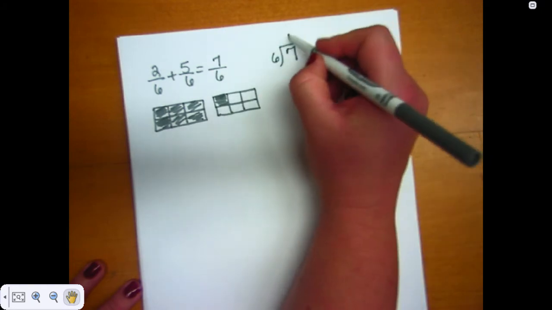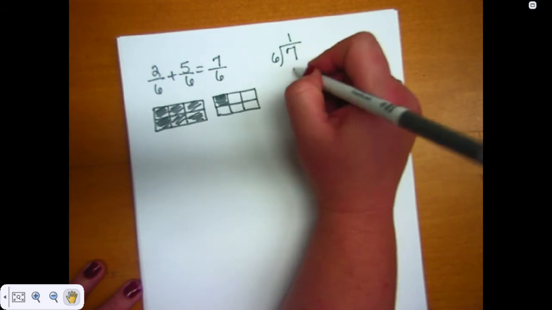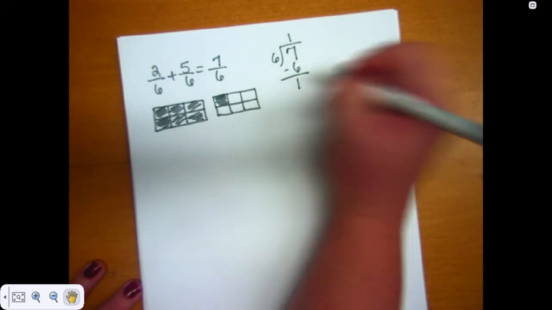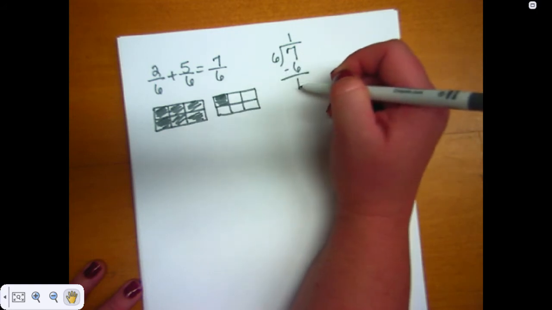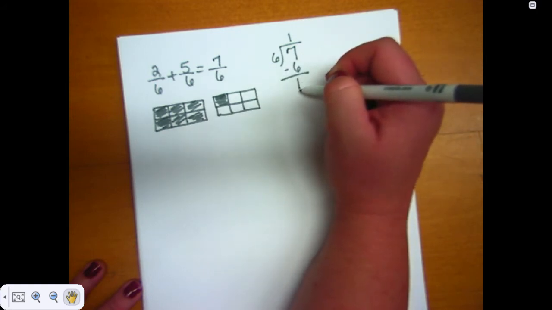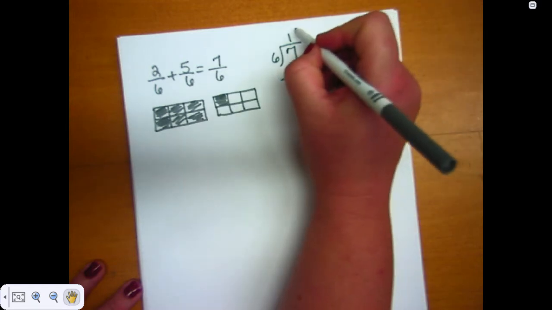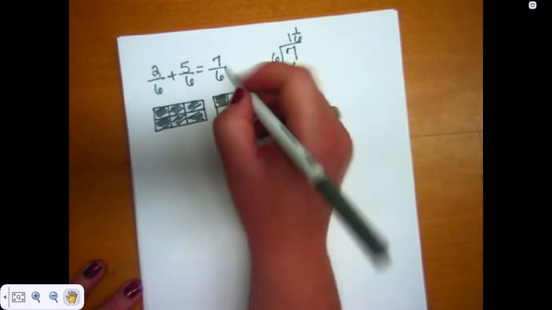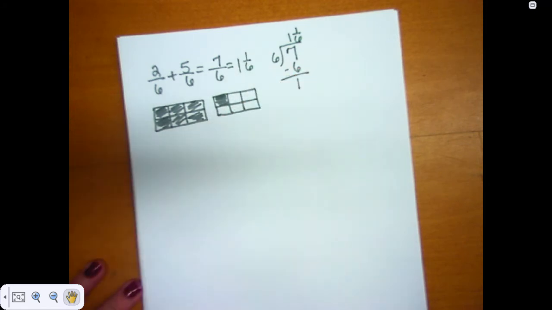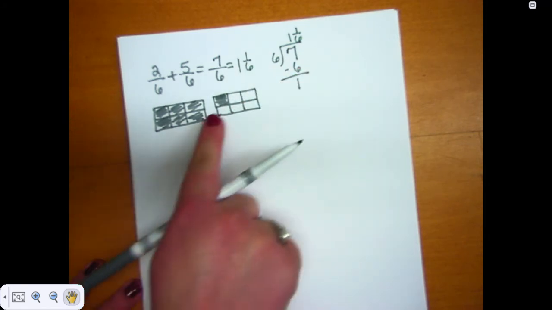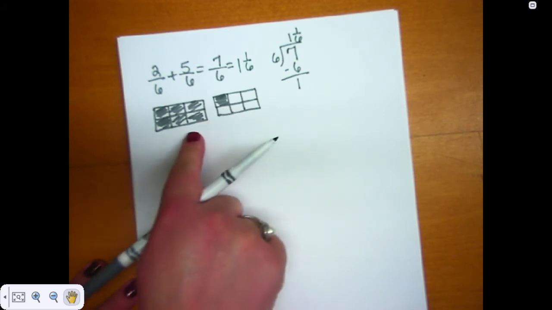6 will go into 7 one time. 1 times 6 is 6. Subtract, and I have 1. 1 is less than 6, so I know that this is my remainder, but I no longer write it as remainder 1. I write it as 1/6. So does 7/6 equal 1 and 1/6? Yes, it does. And our model also shows that it is 1 and 1/6.